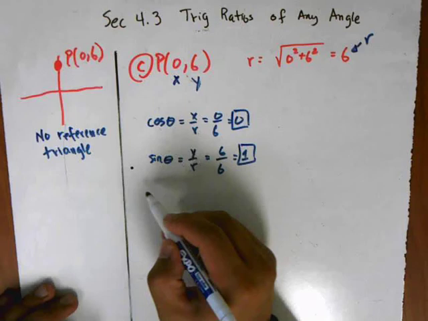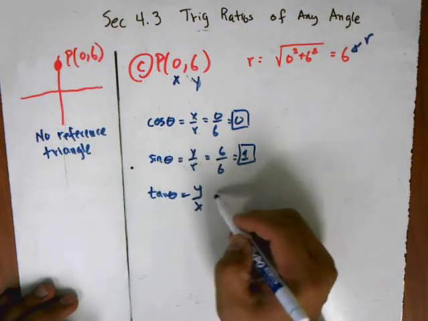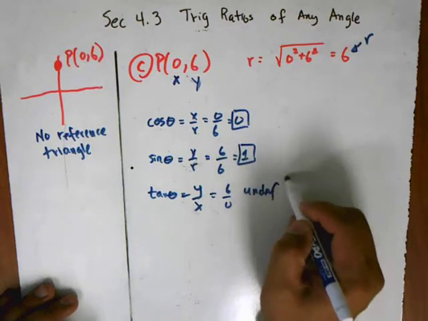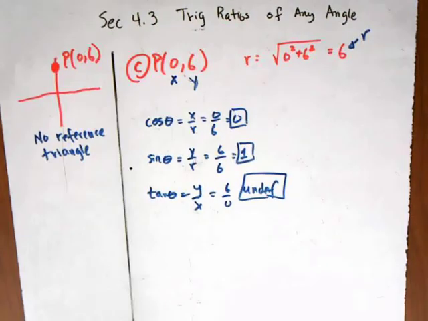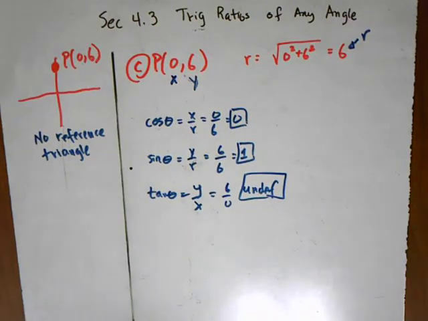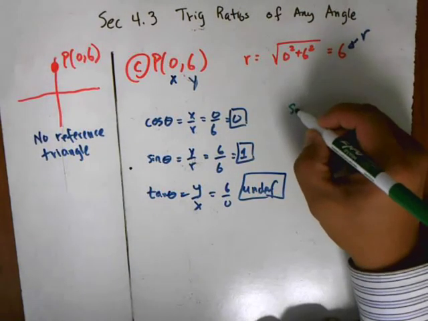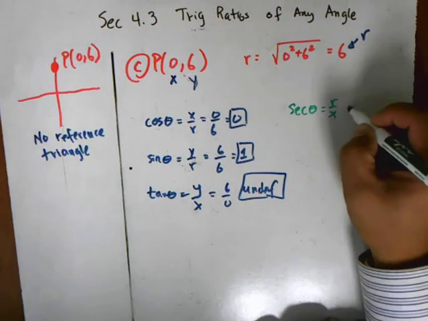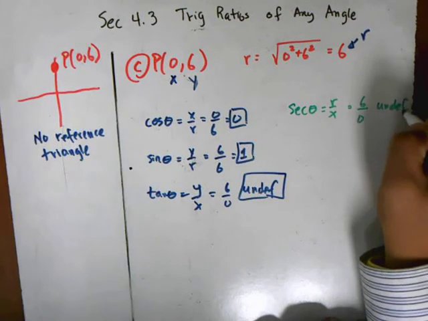Box these answers here. Tangent of theta is equal to y over x, which is 6 over 0, and that is undefined. Okay, so this is a new result here that we have not seen before, because you have no reference triangle and you have some ratios that are 0, 1, or undefined. Let's continue here. Secant of theta is r over x. In this case, it is 6 over 0, and this is also undefined.